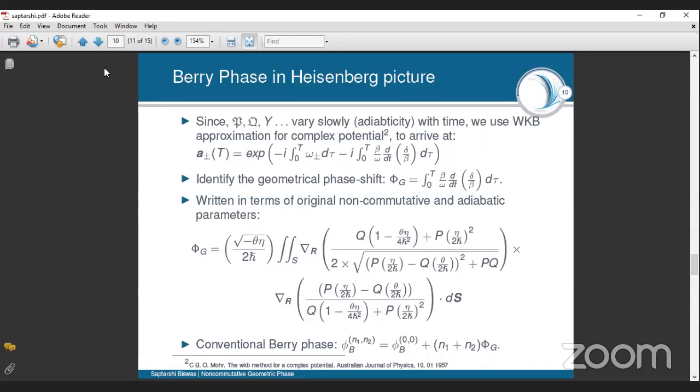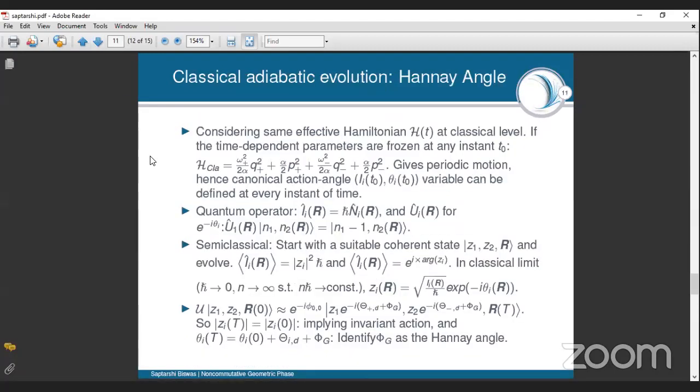Next slide. Okay, Shaptoshi, we are badly running out of time, so it would be great if you wrap it up in 40 seconds or so. Okay.